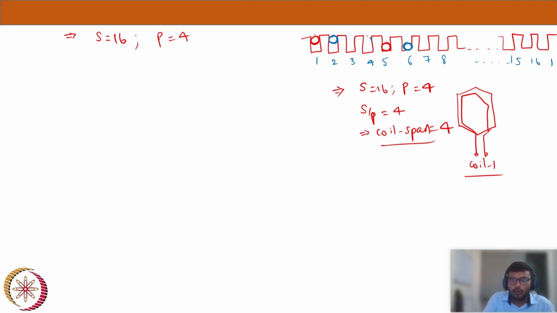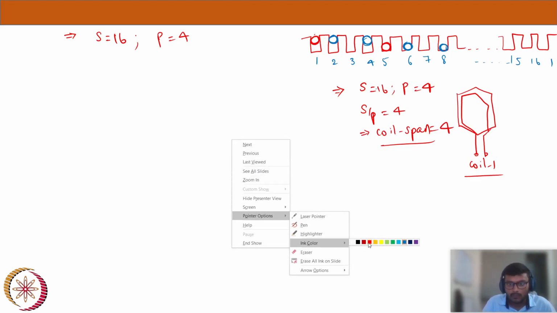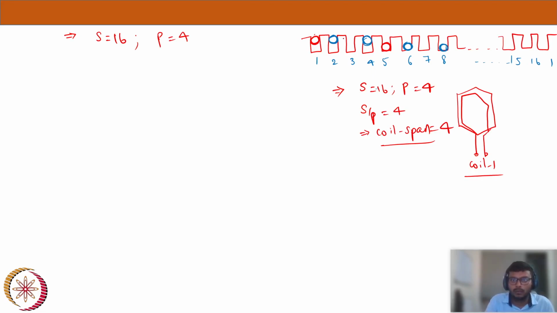Now slot 4 will have slot 8 as its return path. Now slot 3 will have its return coil path at 7. So that's how we place.